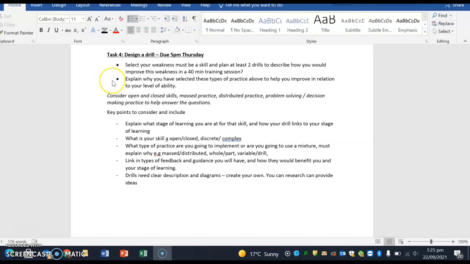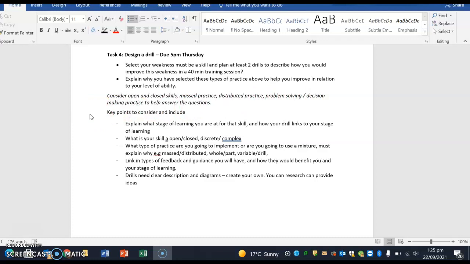Explain why you have selected these types of practice above to help you improve in relation to your level of ability. So to break that down further, these are the elements you have to think about. Again, I'll describe them below. Open and closed skills, mass practice, distributed practice, problem-solving, decision-making practice, and to help answer the questions. Again, we've just used different words for this from when you were covering it last week.